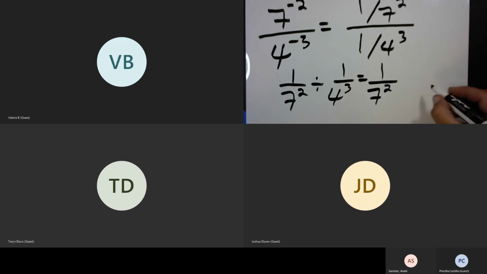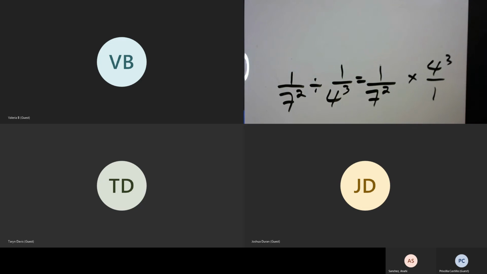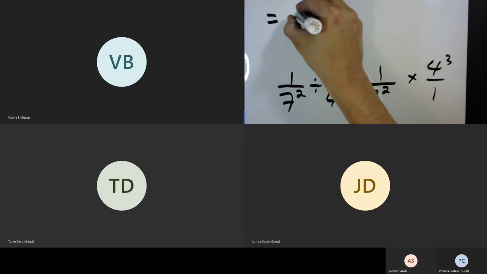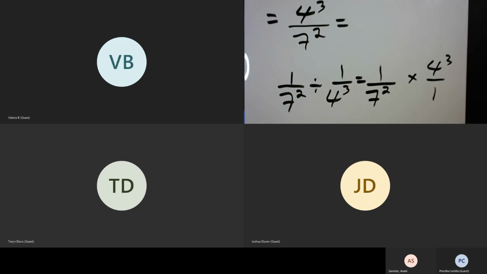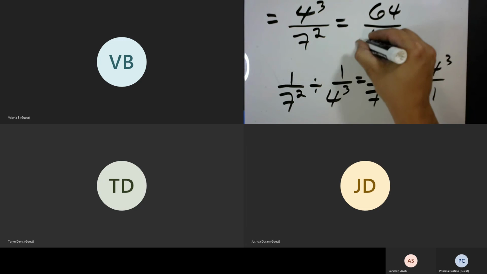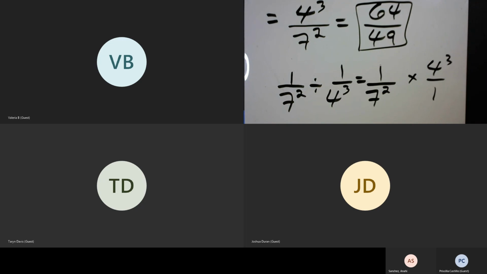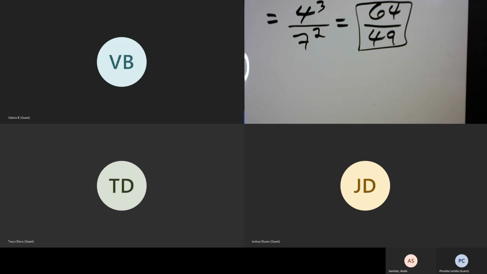We do our KFC, if you've heard that. You keep the first fraction, flip the second one, and for the C, you change division to multiplication. So KFC. And we multiply across. We'll get 4 cubed over 7 squared. And 4 cubed is 64. 7 squared is 49. And that's going to be our answer. Questions about that?